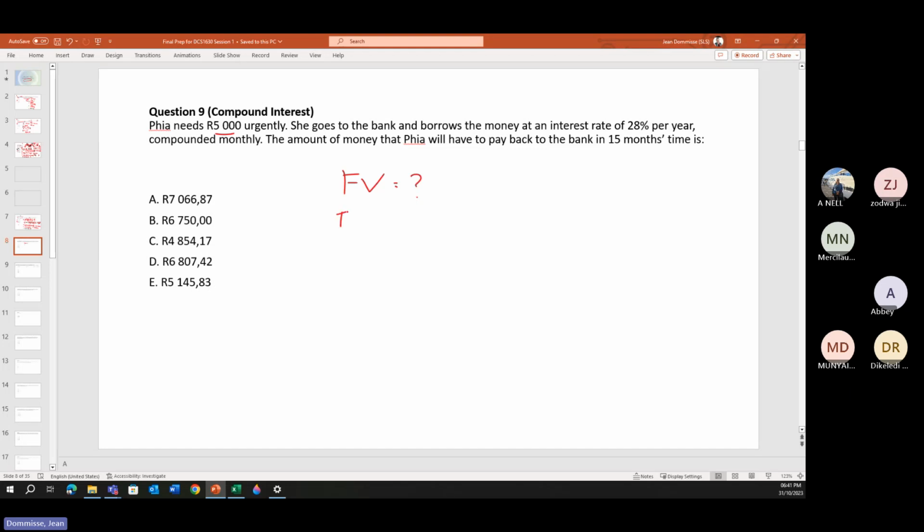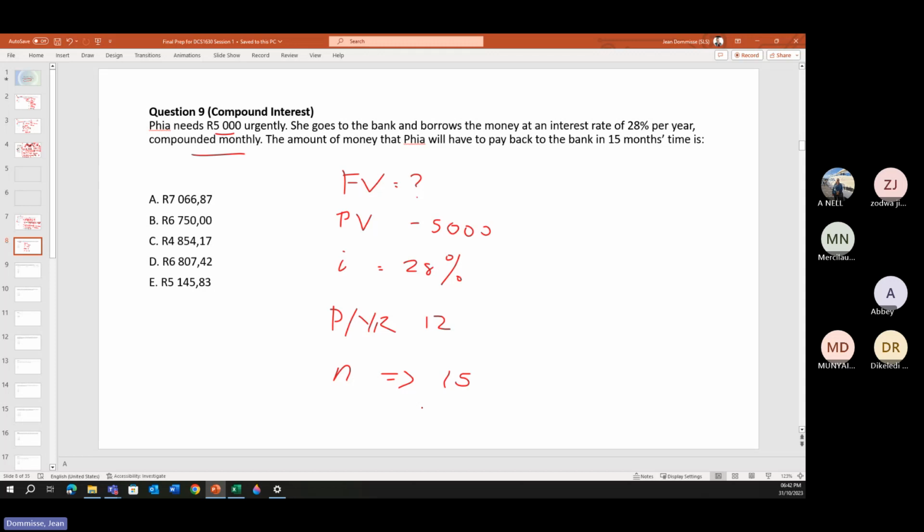We've got a present value of 5,000. We've got the interest rate of 28%. Sure, that's a lot. Compounded monthly. So remember, payments per year is 12. We only work with 15 months. So our total N is 15 months.